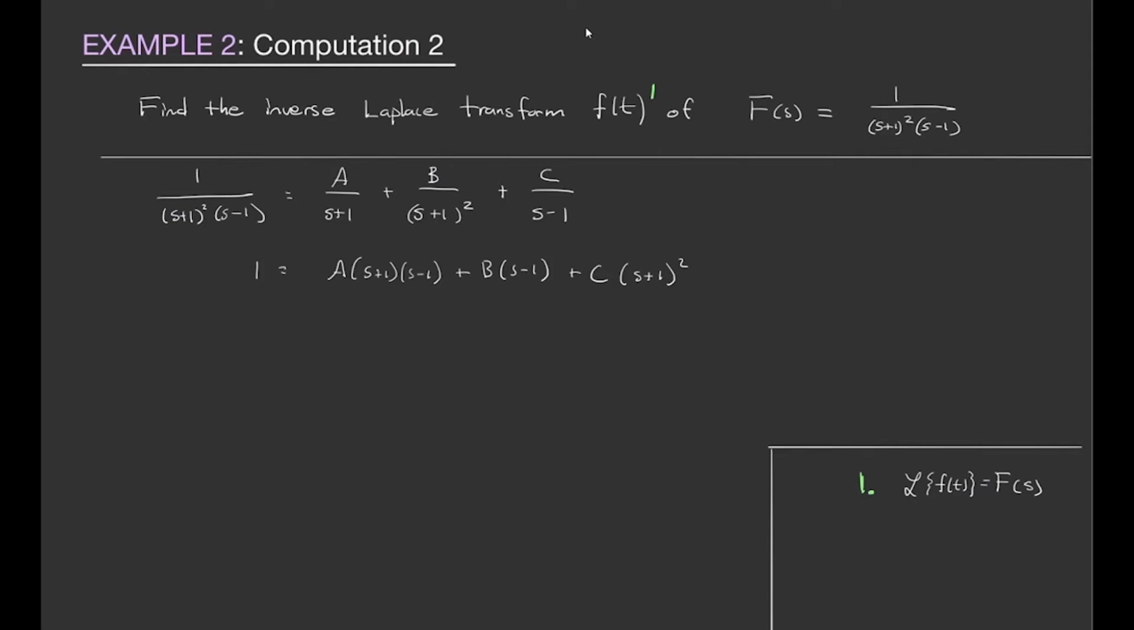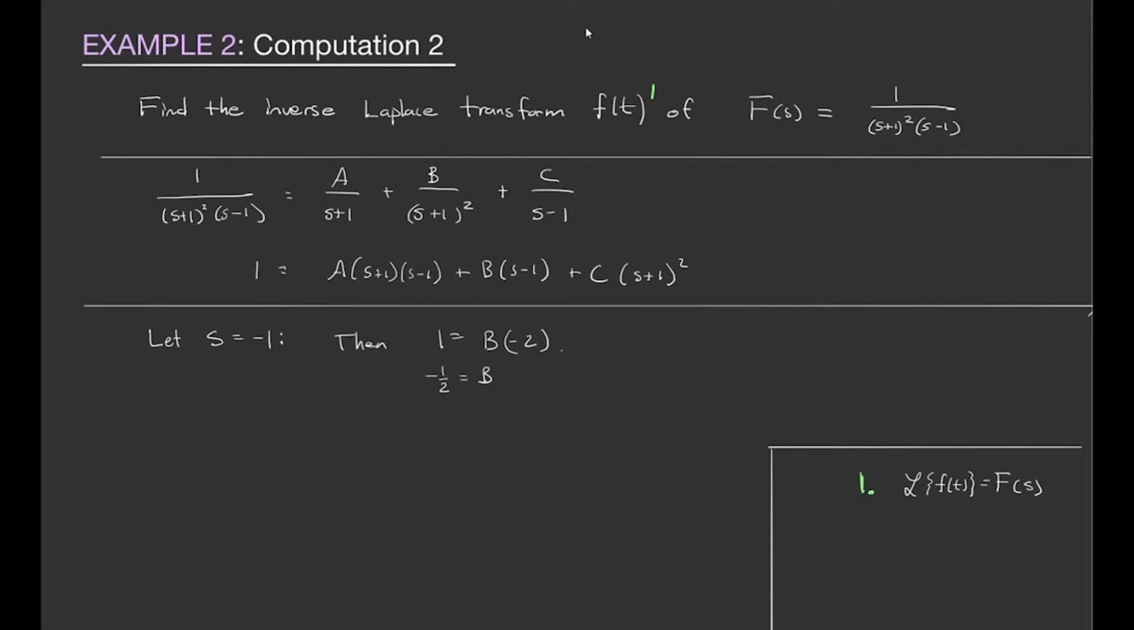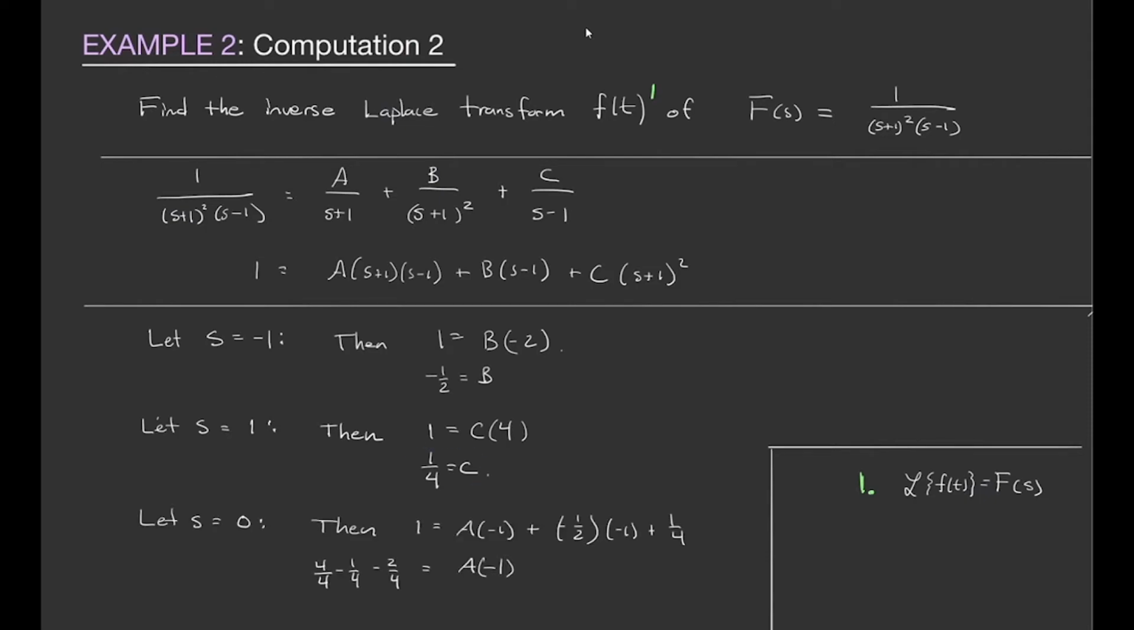And now let's start substituting some values of s. Letting s be equal to -1, this expression will simplify down to the following. Then we'll let s be equal to 1, giving us the following for C. And finally, we'll let s be equal to 0. Some more computations give us that A would then be 1 over. Notice that A, B, and C are all present. So indeed, we needed both A and B, 2 different terms. Let's move this to another page.